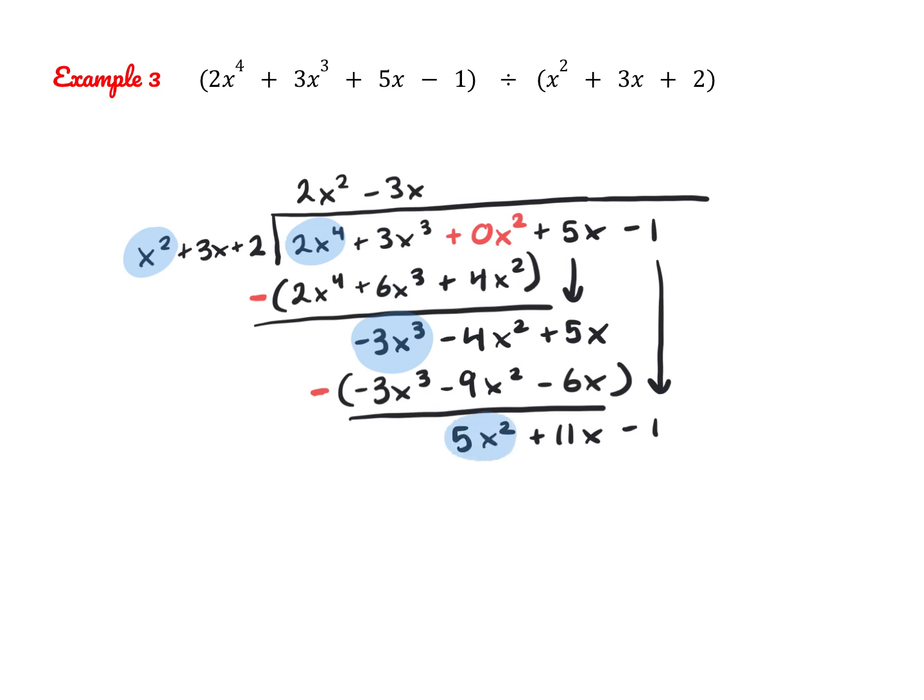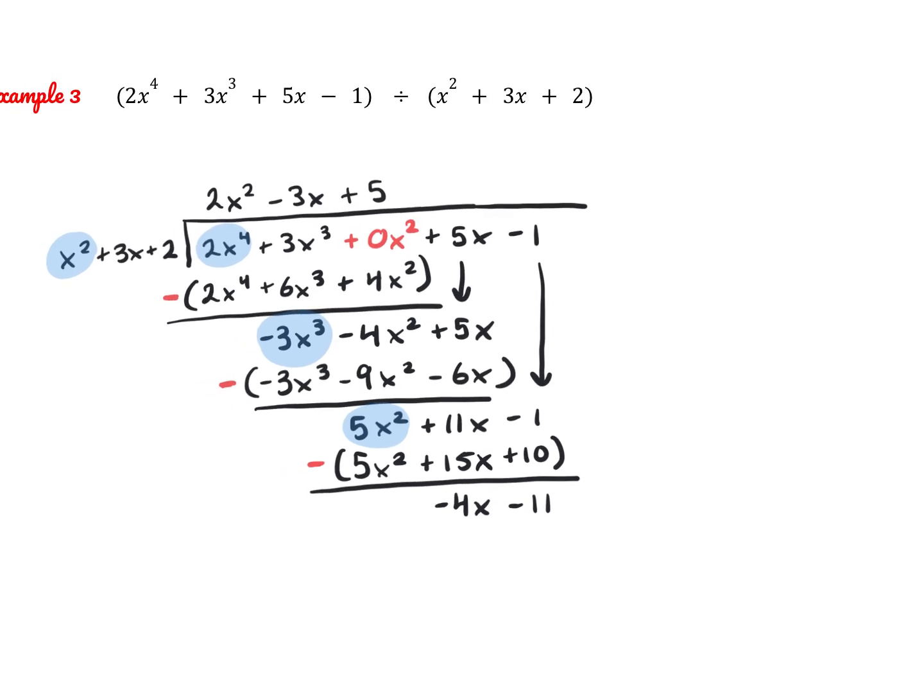So I have 5x squared divided by x squared, which is just 5. 5 times x squared is 5x squared. 5 times 3x is 15x. 5 times 2 is 10. And we subtract. 5 minus 5, 0x squared. 11 minus 15 is negative 4x. Negative 1 minus 10 is negative 11.